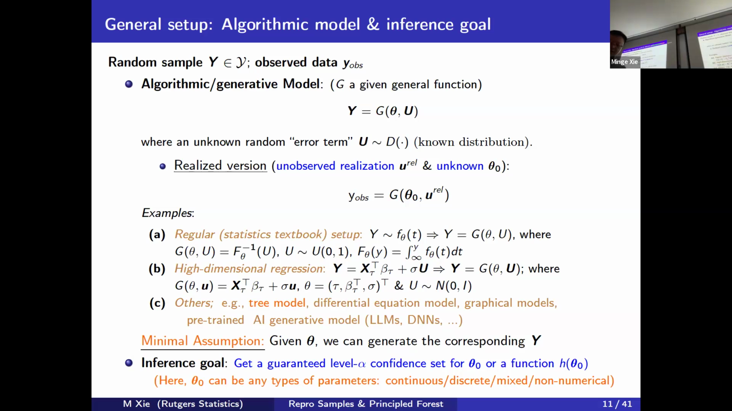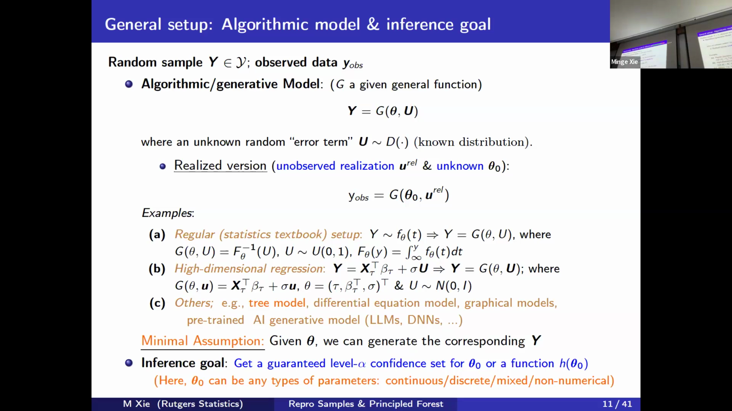And then more recently, we realized that even this kind of framework can look at pre-trained AI models. Even this G could be a pre-trained black box model, and I can still use that framework to do inference. But anyway, we're not going to do that. The minimum assumption of these things is that given a parameter, I would know how to generate the corresponding Y. That's all I need for the framework.